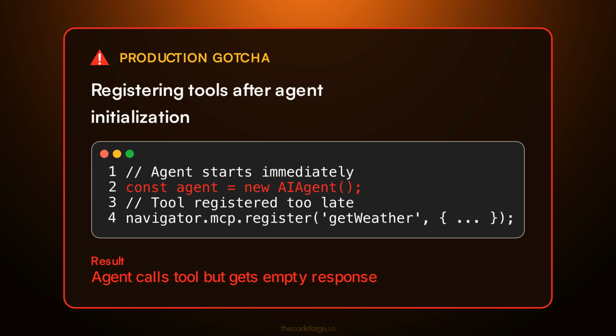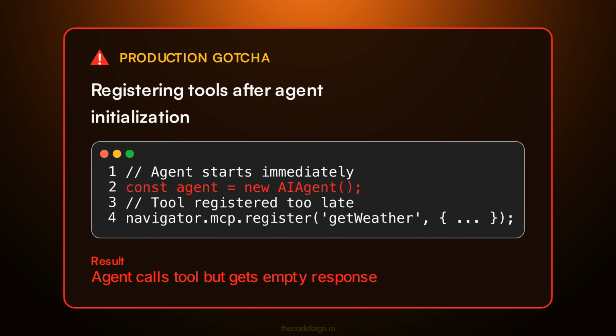WebMCP is a W3C proposal and not yet implemented in any stable browser. To experiment today, you must enable experimental flags in Chrome, e.g., chrome://flags/#enable-experimental-web-platform-features, or use a custom build. The Navigator MCP API may change or be removed before standardization.